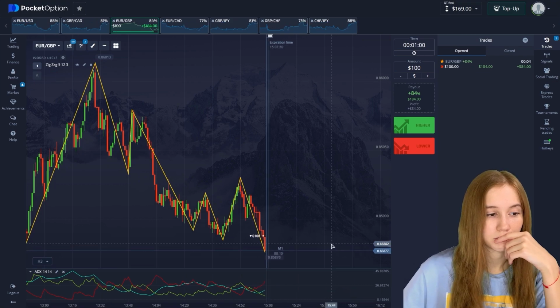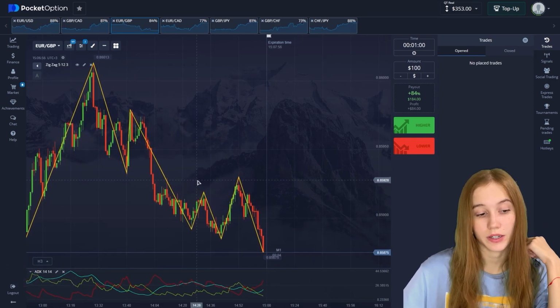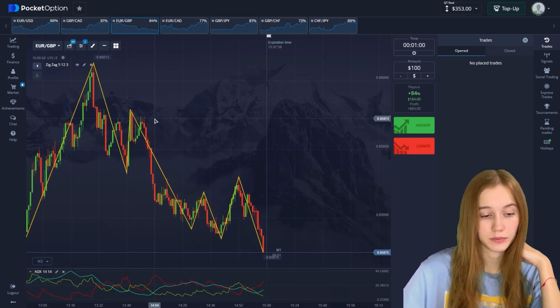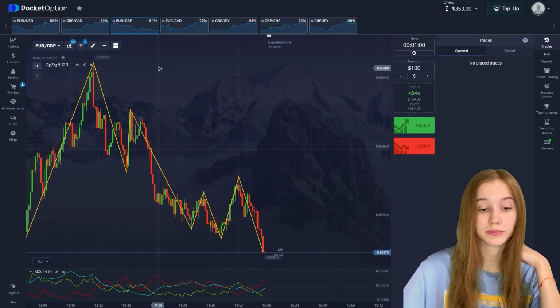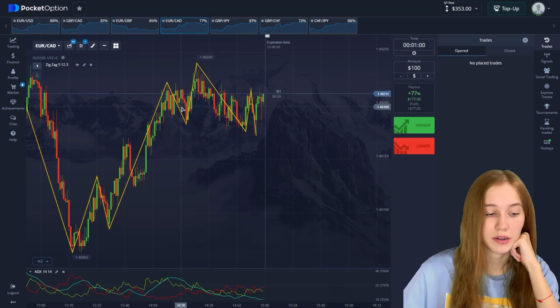Let's see. 2 seconds left until the end of our deal. Yeah, excellent, deal closes on profit. Good. The balance is growing. And let's move on. Fourth currency pair.